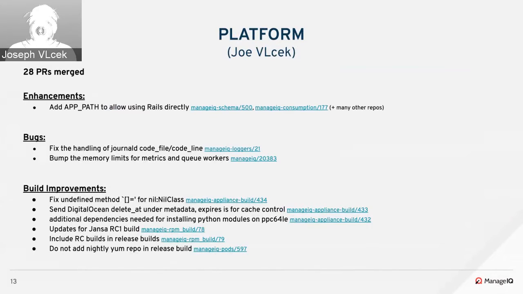In the platform space, there were 28 PRs merged this sprint. The highlights are multiple enhancements were contributed across multiple MIQ repositories that will help developers by allowing them to run Rails commands such as the Rails console directly from the MIQ plugins. And I listed a couple of the PRs here that fell into the platform space, and Jason will discuss it more on a developer slide.